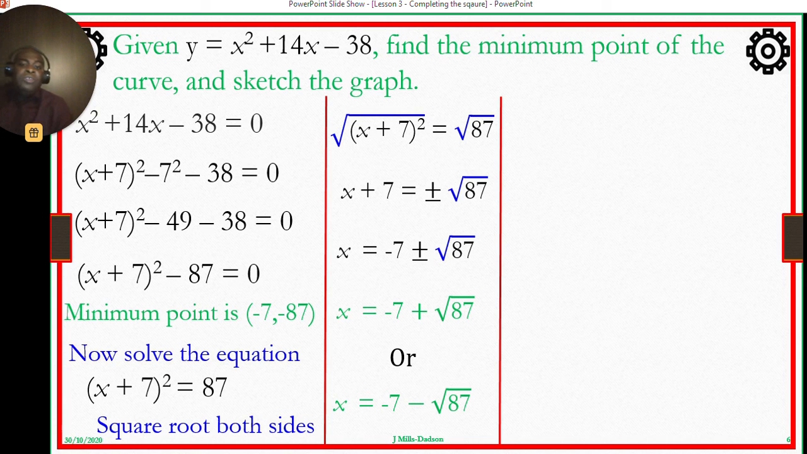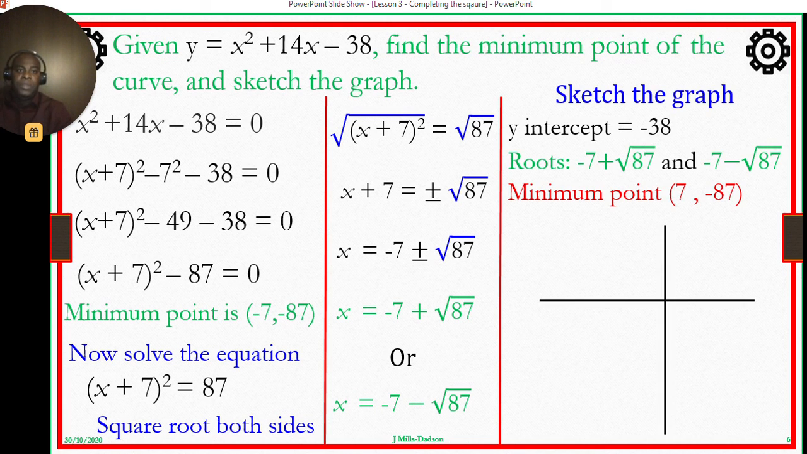So now we are going to sketch the graph. We know our y-intercept is -38 from the original equation. If you look at the function, this is the intercept, -38. The roots of the equation is our x. We have it there. And the turning point is -7, -87. So we need to sketch the graph. So first is our intercept, -38.